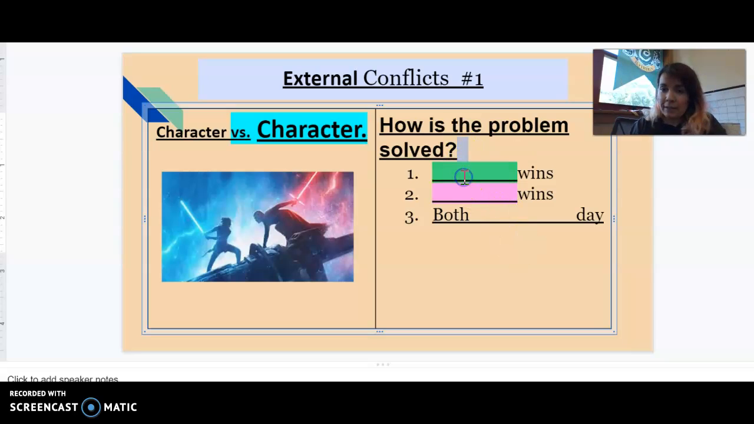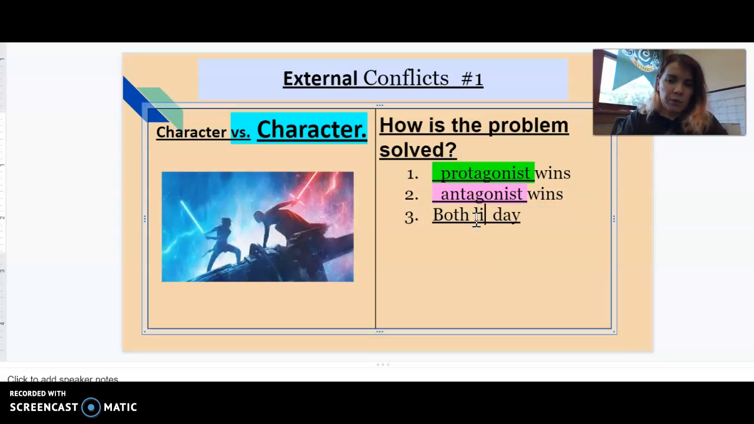The most common way that this problem is solved is that the protagonist wins. So remember, the protagonist is our main character, and it's usually, but not always, the good guy. 94% of the time, I would say, the protagonist is the good guy. So either the protagonist wins, go to the next line, the other option is the antagonist wins, which does not happen often because it's not a very fulfilling ending. And the third option is that they both live to fight another day.